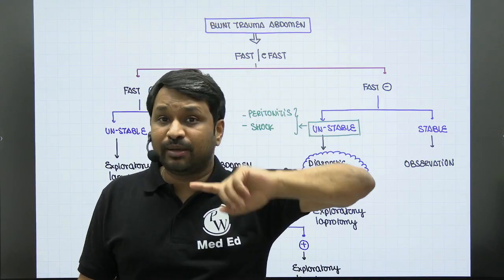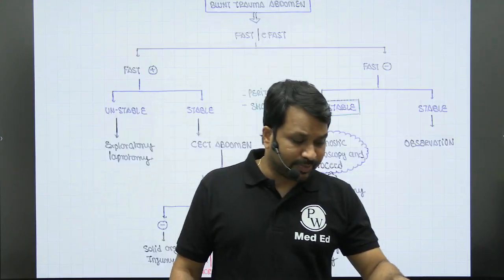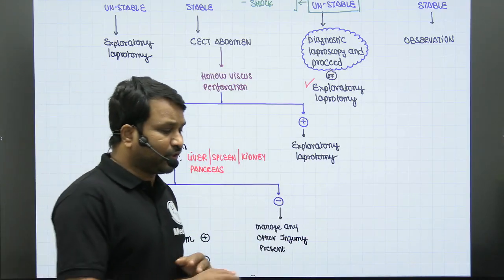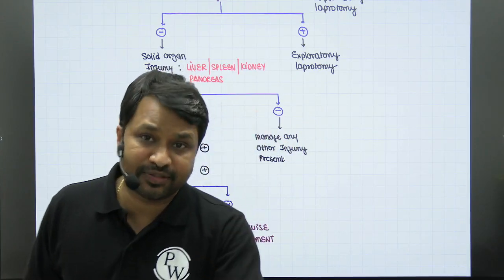FAST positive, hemodynamically stable, get the patient for CT and then do an assessment. In the CT, what are you looking for? You're looking for hollow viscus perforation. In a hollow viscus perforation, take the patient for exploratory laparotomy. If there is no hollow viscus perforation, you will assess for solid organ injury.